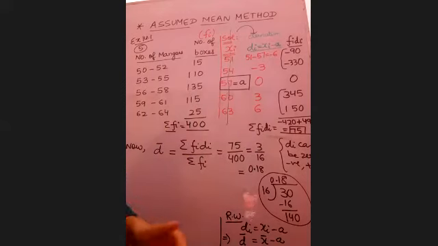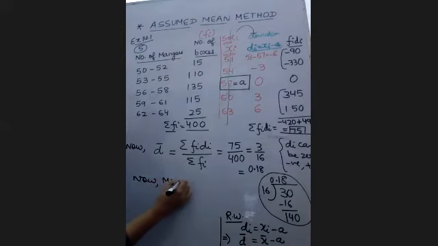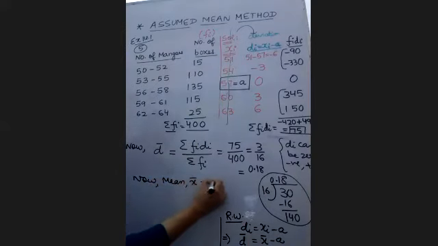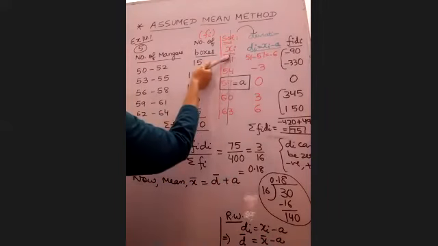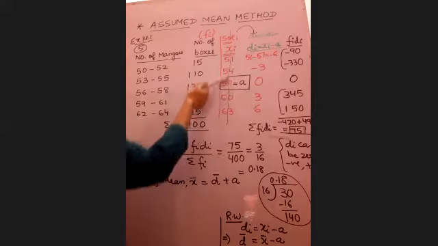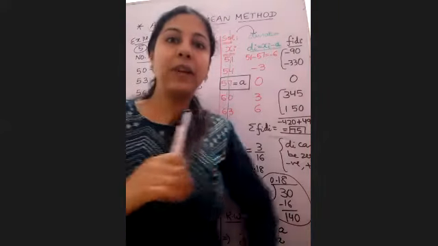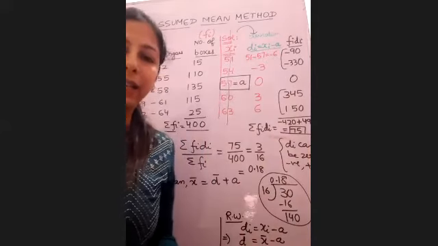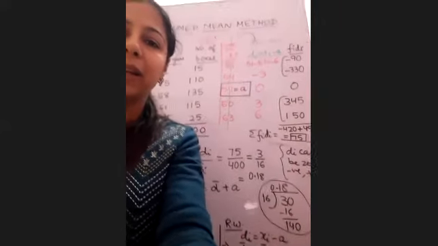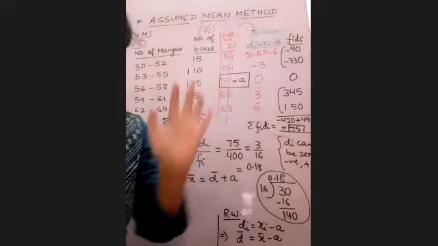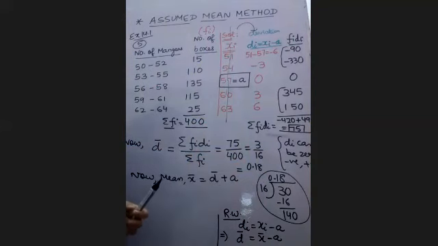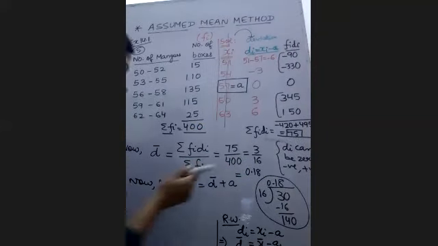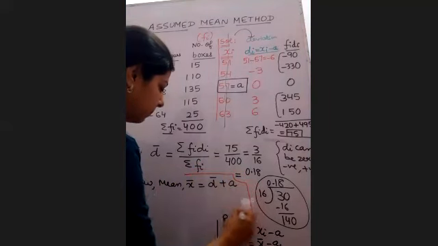Rearrange. X bar is D bar plus A. In this column, you have taken away 57 from all of them. If I borrowed 57 from these 5 friends, then in the end I also have to return 57 to them. I have to return them also. So whatever was taken, 57 was taken from them. Now I have to return 57 to them.